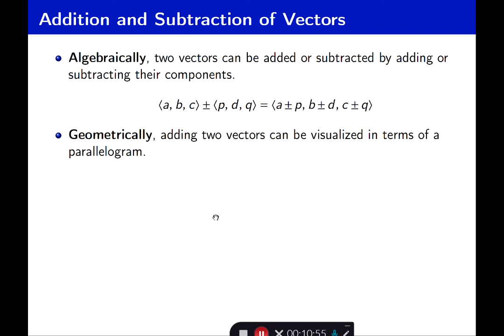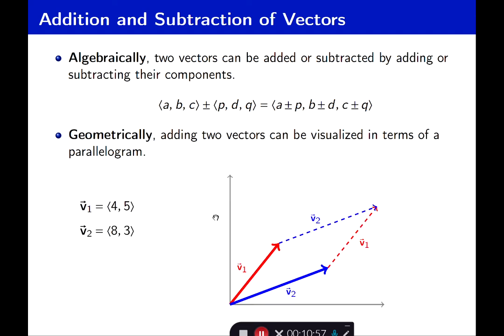Geometrically, adding two vectors can be visualized in terms of parallelograms. If I have v1 and v2, then I make a parallelogram over them, and you may have done this in physics already. Then I connect one vertex of the parallelogram to the opposite vertex, and the teal line is v1 plus v2.